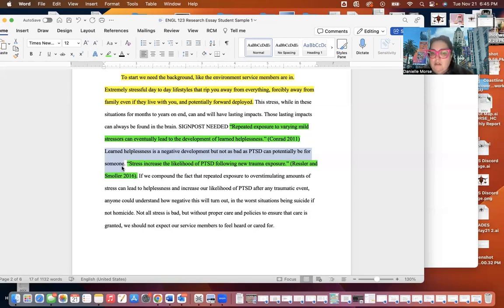To ensure that care is granted, we should not expect our service members to feel heard or cared for. I don't know what that means. I mean, I could spend a lot of time inferring, but I'm not. No.